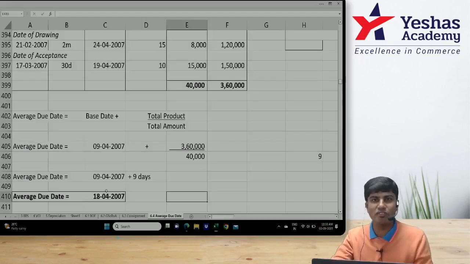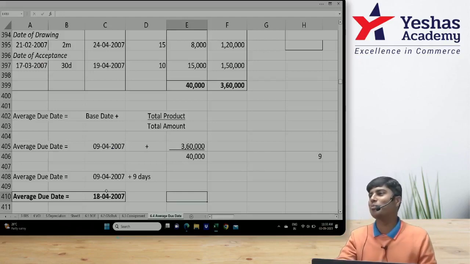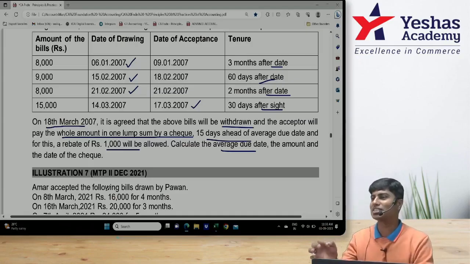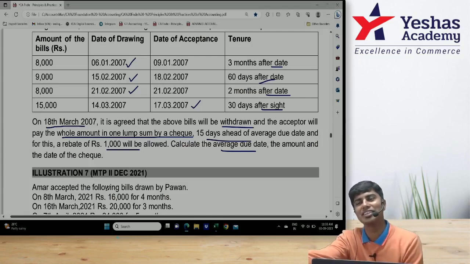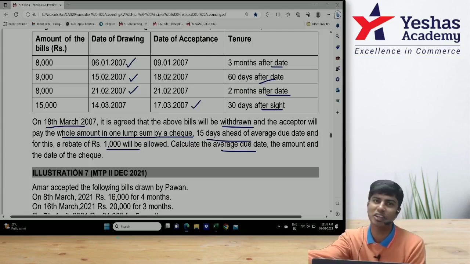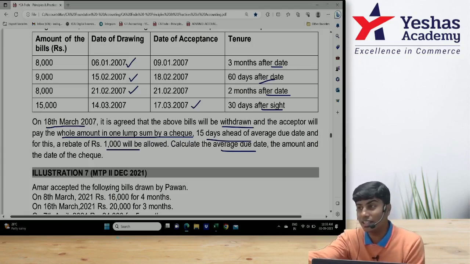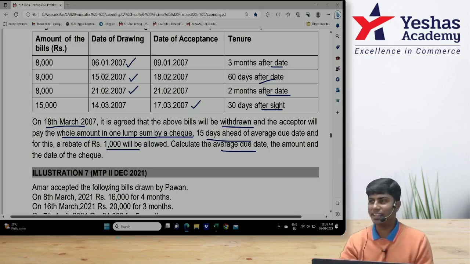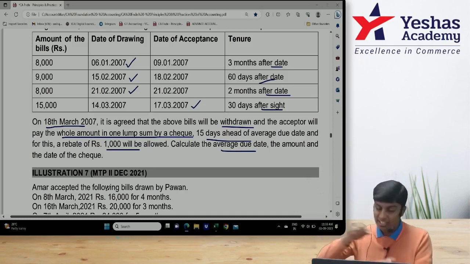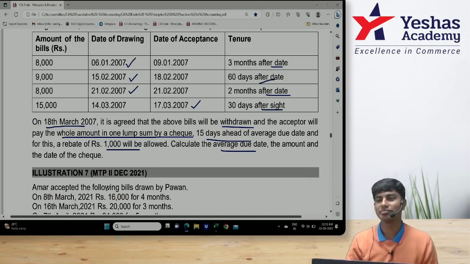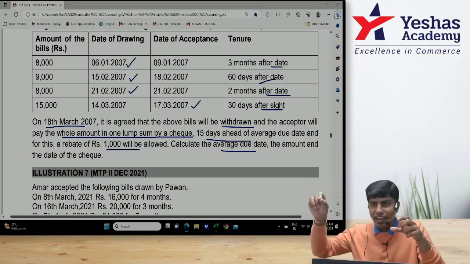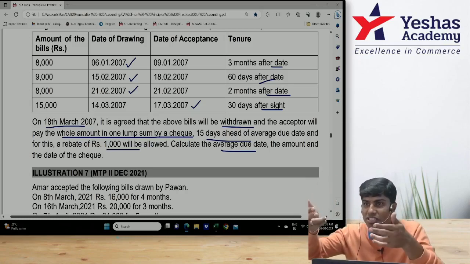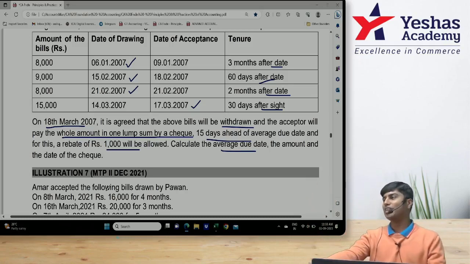Average due date is 18th of April. 15 days before average due date is 3rd of April. They should write a 3rd of April dated check on 18th of March. They can write that check on 1st of March, or whenever they want to write. It is not the date on which the check is written. It is the date that is there on the check. On that check, you should write a date. What date should you write? The date which is 15 days before average due date.